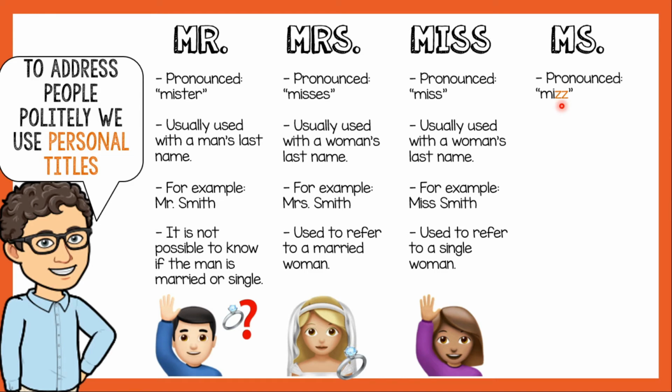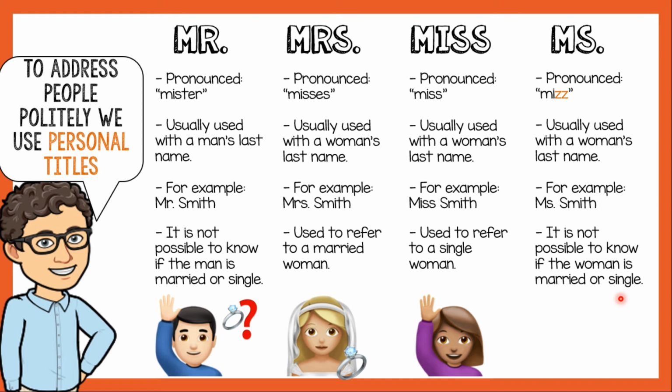Ms. Por ejemplo, como en las palabras, a ver, Frozen, como la película. No es frozen, es frozen. Z. En este caso acá, Ms. Well, Ms. is usually used with a woman's last name, for example, Ms. Smith, and it is not possible to know if the woman is married or single. So, these are all the personal titles that you need to know, and you can write them down right now in your notebook.